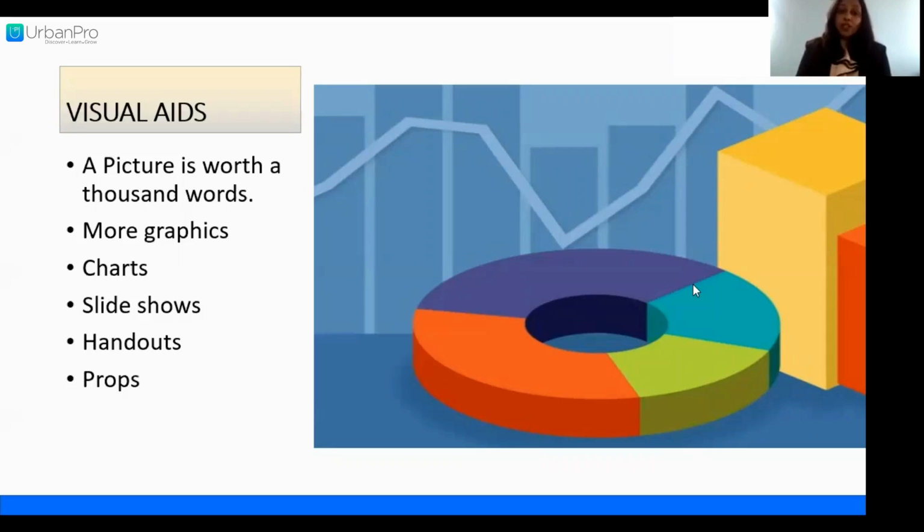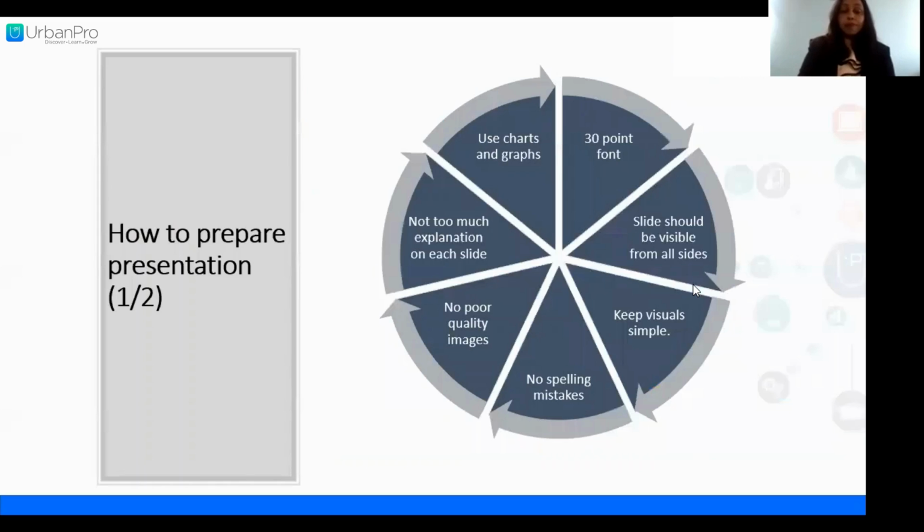So a picture is worth 1,000 words. Whatever you are going to tell in 10 sentences, you can tell in one picture. So while making the presentation, use proper charts, and you can also be dressed like that, so that people are aware of what you are going to tell in your presentation. So these are the parts of the paralinguistic speech, and they have too much value in your presentation.